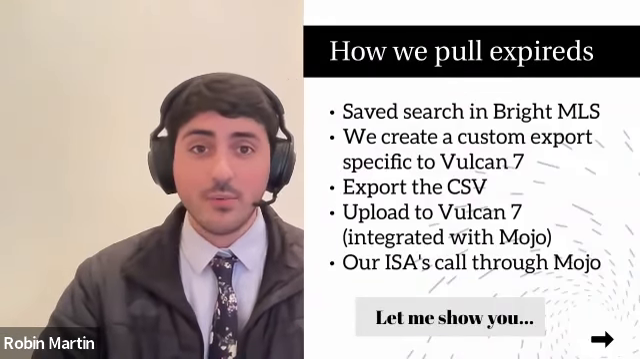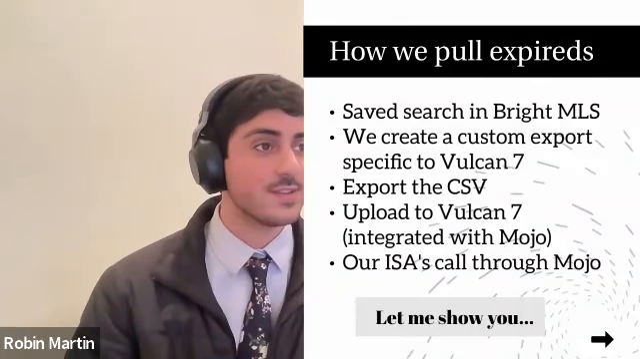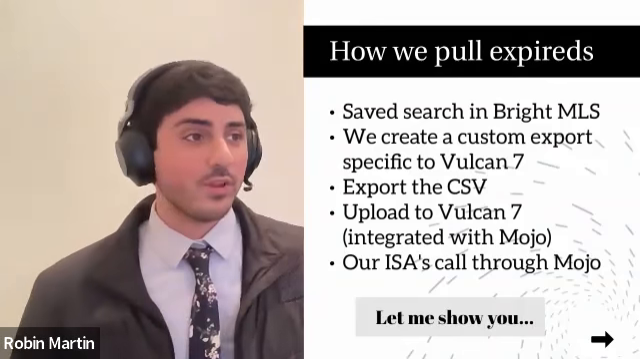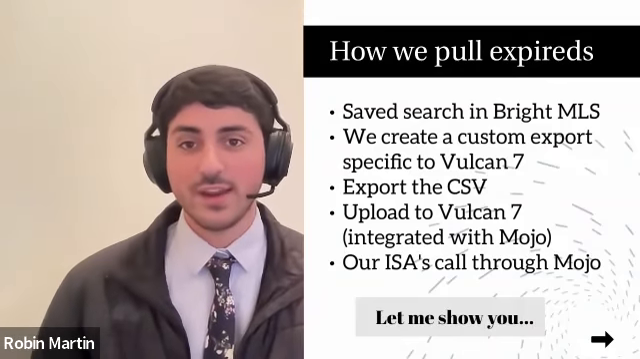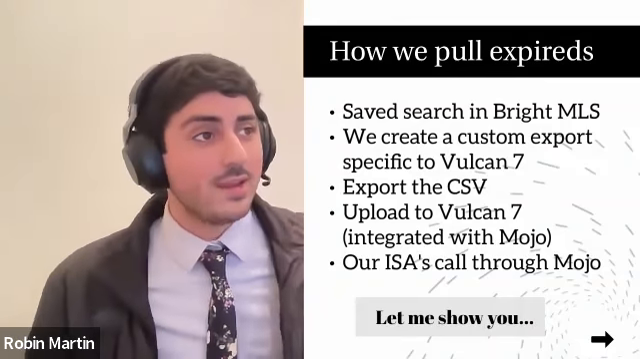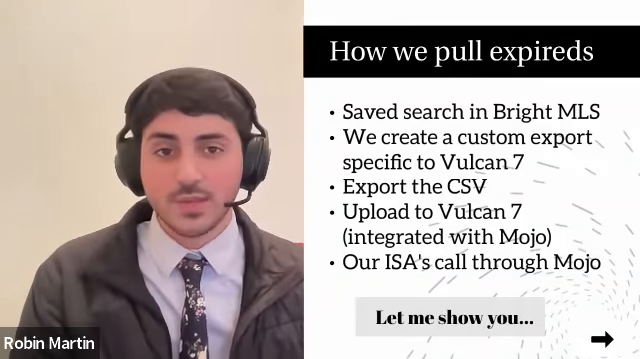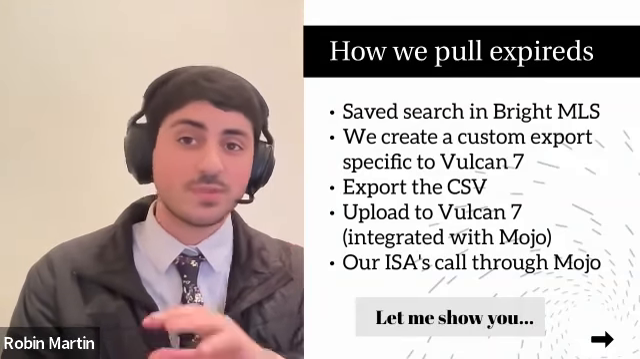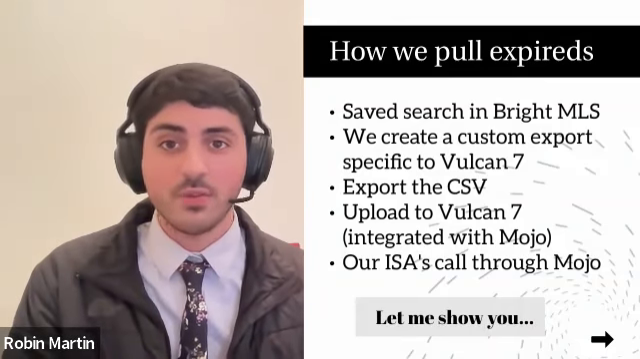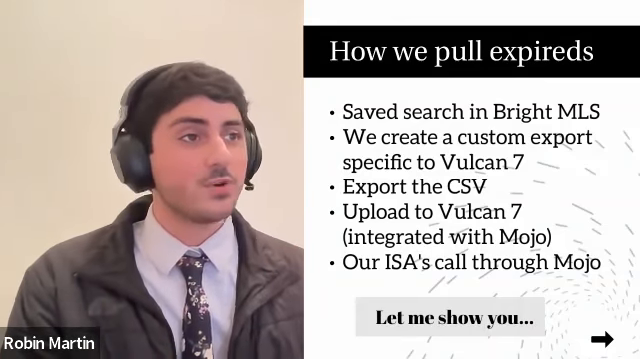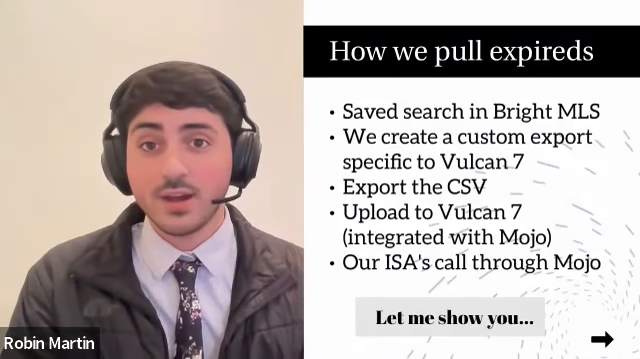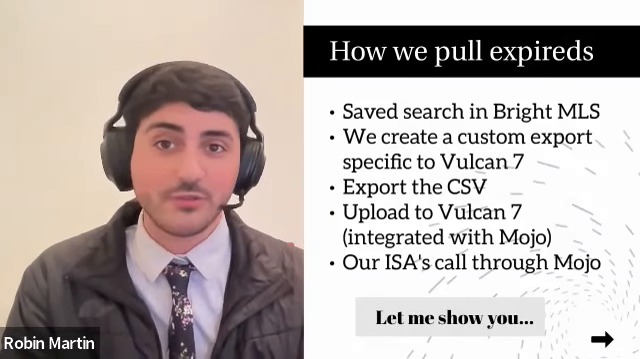And yes, so how we go and pull those expireds is we have a saved search in the MLS. We use Vulcan to gather all the data and gather all the numbers. It's called Vulcan 7. And what we do here is we have a saved search set up in Bright with the specific criteria that's needed for Vulcan to actually scrub all those properties and scrub the data. So once we create our search for expired, we do this every morning, usually about 7:30, so we have that fresh list by 8.